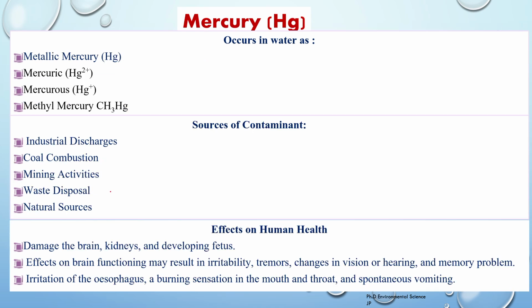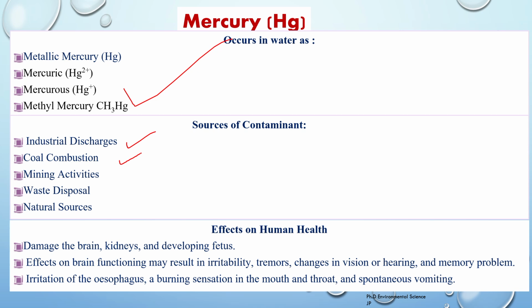Mercury. Mercury occurs in water as metallic mercury, mercuric ion, mercurous ion, and methyl mercury. Now, what are the sources of contamination? First is industrial discharges. Factories and industrial processes can release mercury into water bodies. Coal combustion. Burning coal releases mercury into the atmosphere, which can then deposit into water bodies through rain.